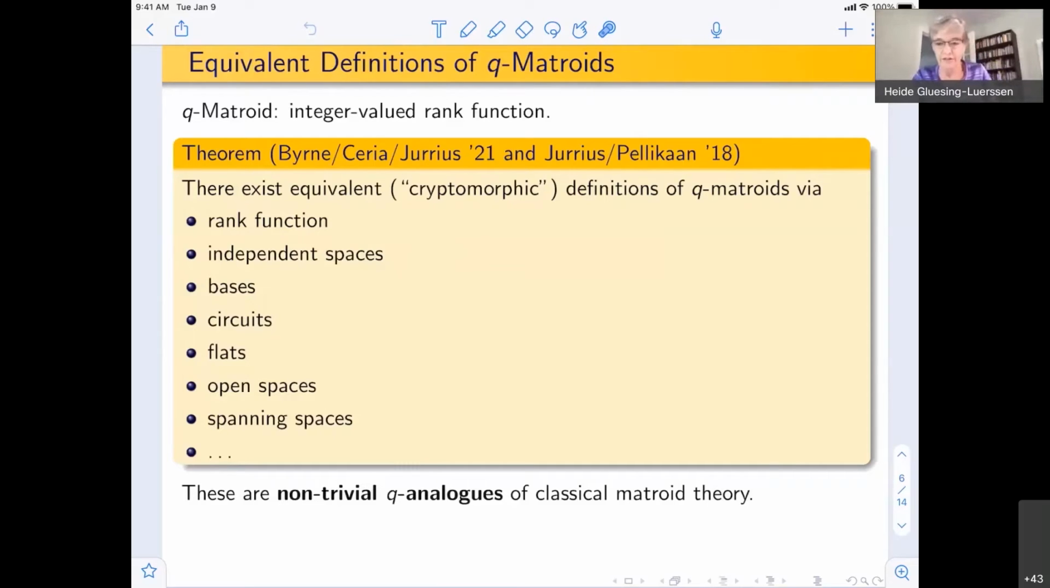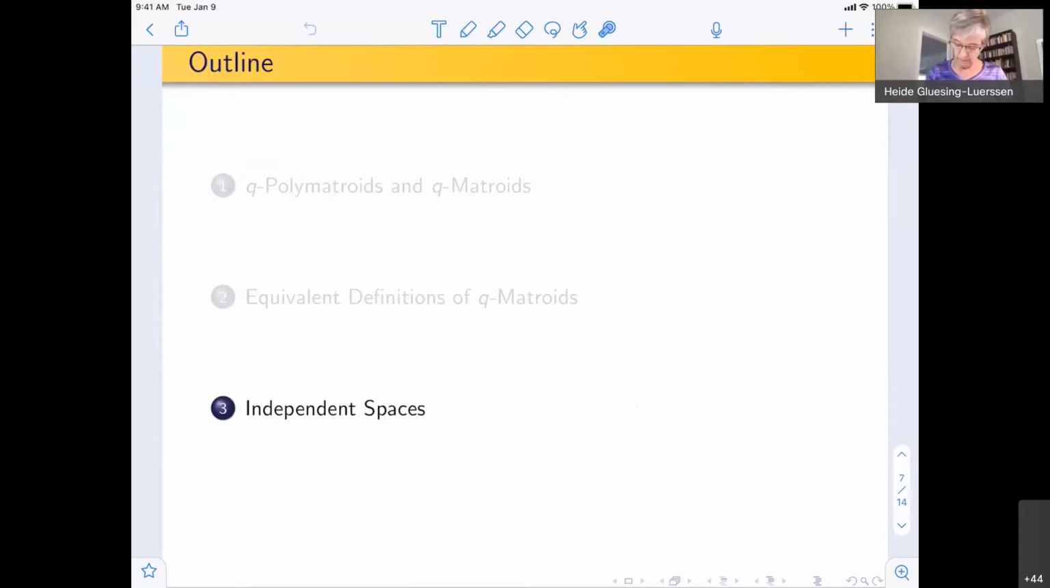In the classical case, there is also a big difference between matroids and polymatroids. Polymatroids don't behave so well, and the same happens in the Q-analog world. So I'm going to first show you the equivalent definition of Q-matroids based on independent spaces, and then try to generalize that, or see what we can salvage there for Q-polymatroids.